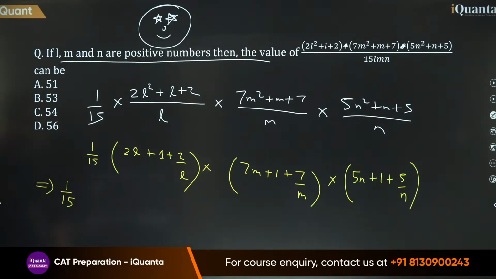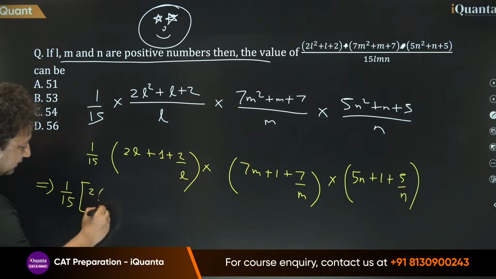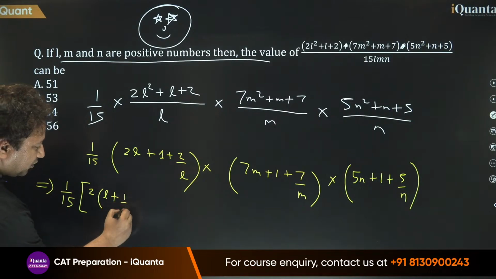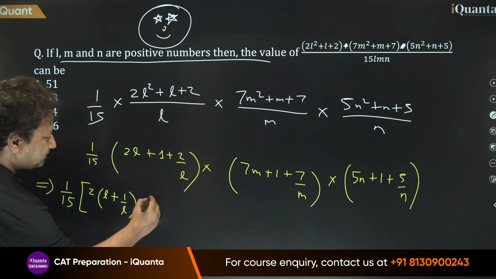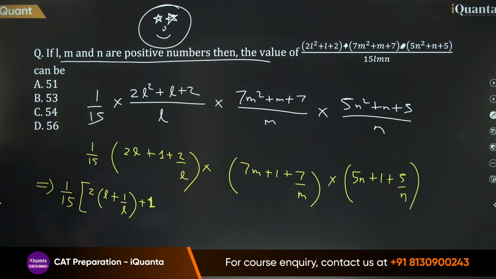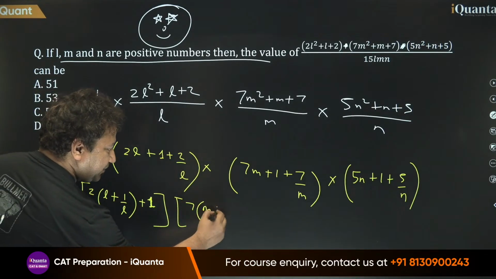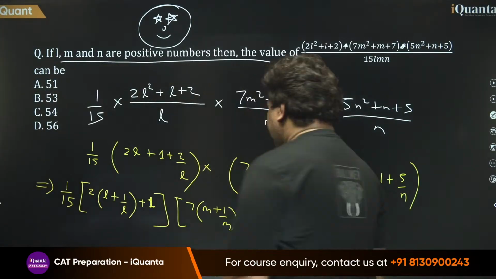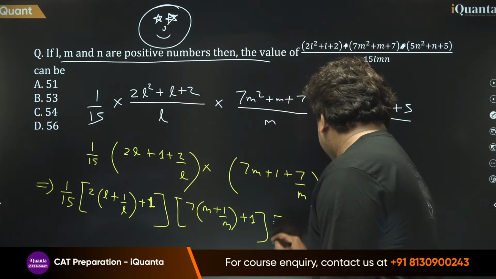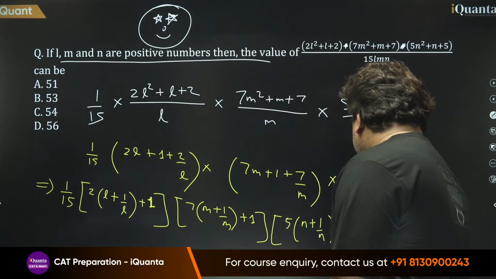Pay attention here. 1 by 15, see, I can take 2 common. I'll be left with L plus 1 upon L plus 2. Is that right? Plus 2 नहीं होगा. Plus कितना हो जाएगा ये? Plus 1 ही रहेगा. Okay? Bracket closed. Then I can take 7 common. M plus 1 by M plus 1. So what I'm doing, I'm keeping the number and its reciprocal together. Multiplied by, let's take 5 common. I'll have N plus 1 by N plus 1. This is what I have.